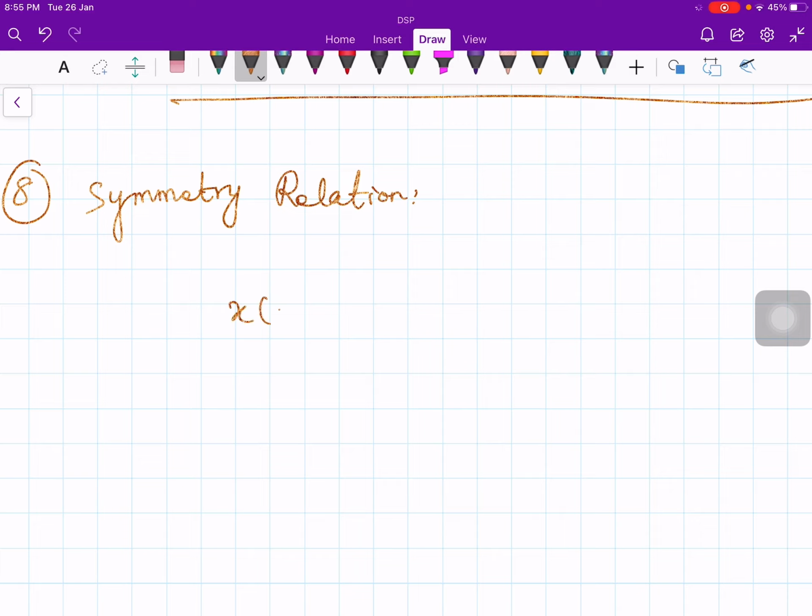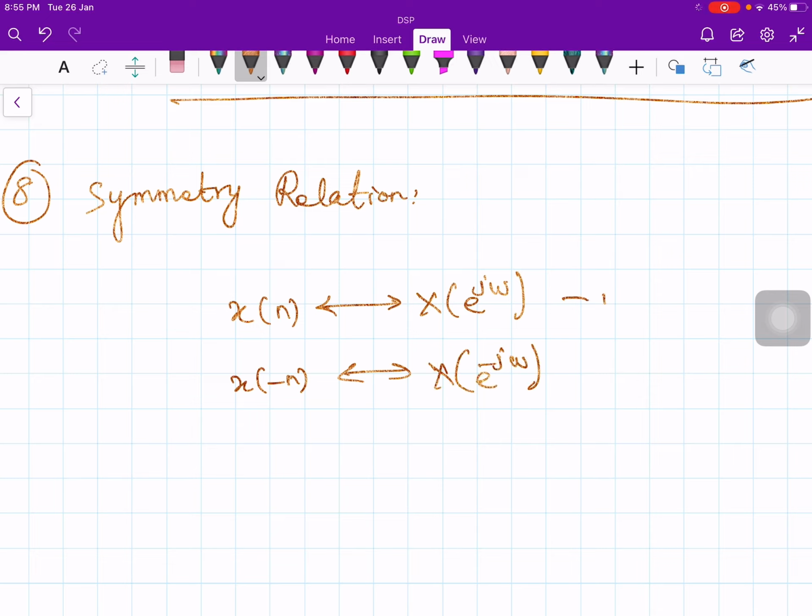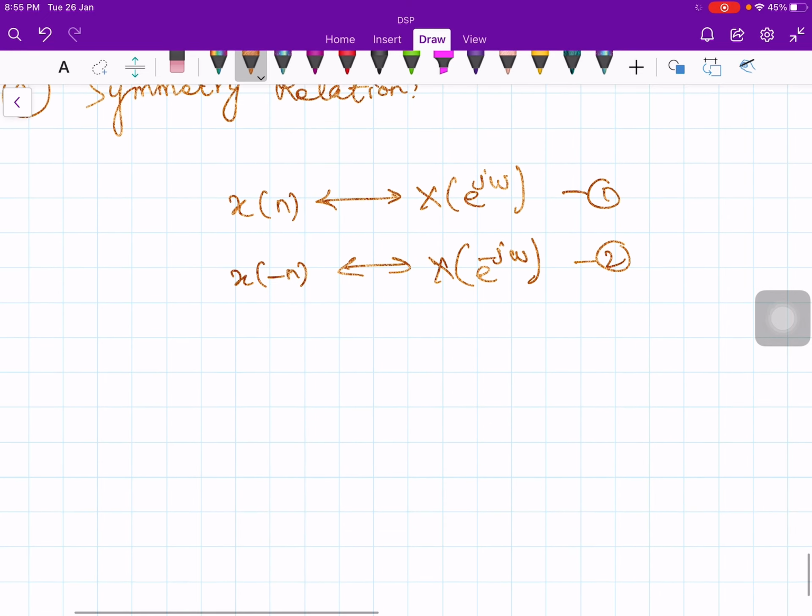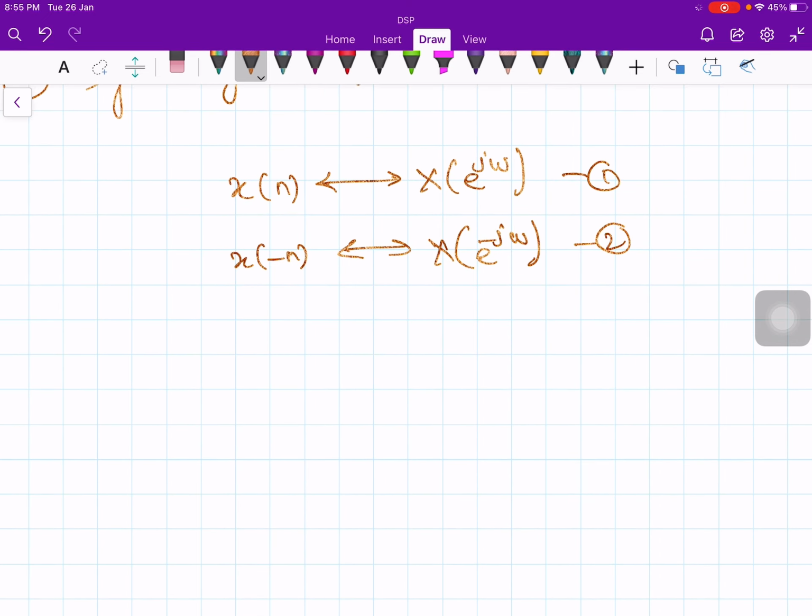Now x of n has the discrete time Fourier transform of x of e to the j omega. Then x of minus n has the discrete time Fourier transform of x of e to the minus j omega. Let's say this is 1 and 2. It's very easy to prove. Is it obvious? Yes. You simply write down the definition and you'll get this result.